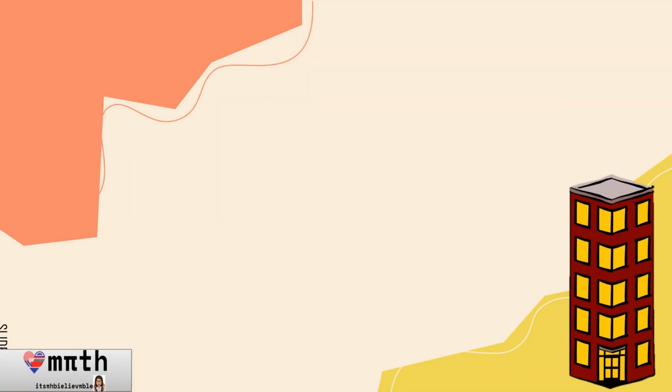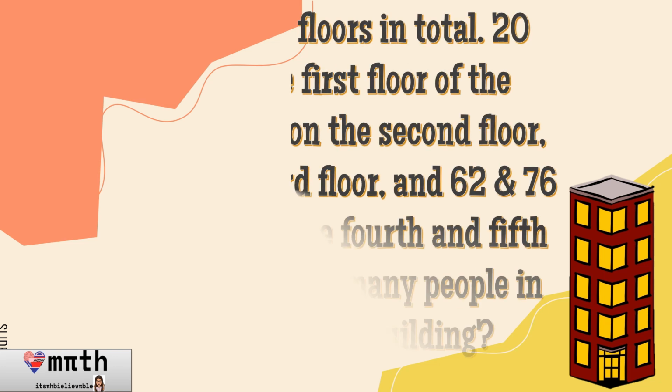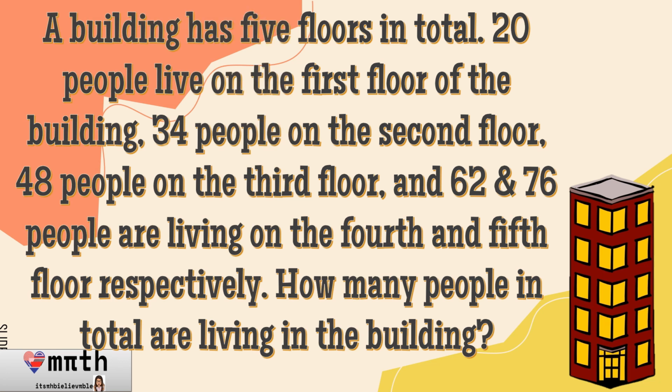Before we proceed in our discussion, let us first solve this problem. A building has 5 floors in total. 20 people live on the first floor of the building, 34 people on the second floor, 48 people on the third floor, and 62 and 76 people are living on the fourth and fifth floor respectively. How many people in total are living in the building?